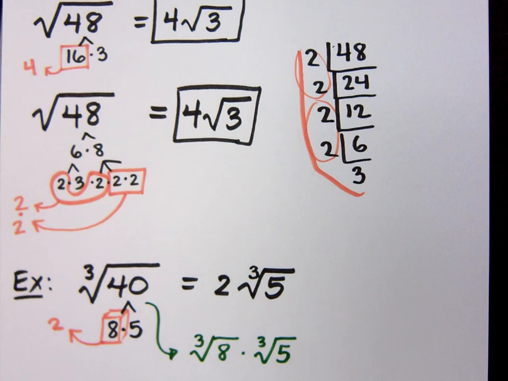The cube root of 8 is 2, but then the cube root of 5, it just is. You could convert this to some crazy decimal, but I don't want you to do that. And you won't be doing that on a test or a quiz. You will be giving exact answers. Other questions about this?